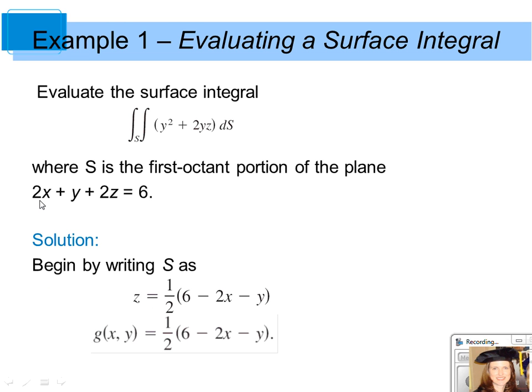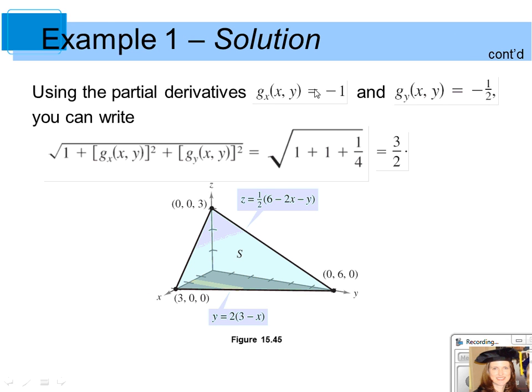You can subtract 2x and y from both sides and divide by 2 to get z equals 1/2 the quantity of 6 minus 2x minus y. That is our function g of x and y. We want to take the partial derivative of this g with respect to x and g with respect to y, and that's going to be used in our differential S. Also, we want to replace any z in the integral with what z equals on the surface. So by taking the partial derivative with respect to x and y, we get -1 and -1/2. We plug that into the formula here and simplify to get 3/2.